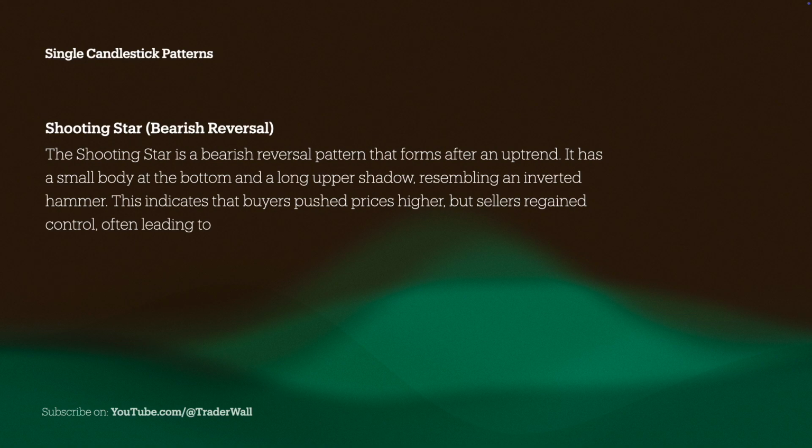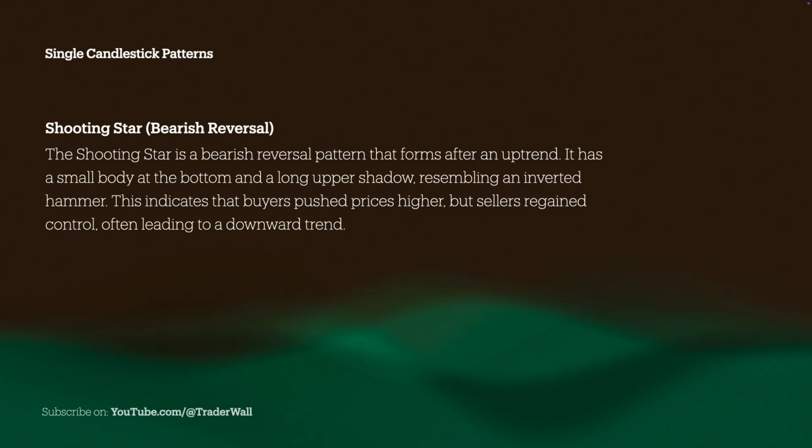Shooting star, bearish reversal. The shooting star is a bearish reversal pattern that forms after an uptrend. It has a small body at the bottom and a long upper shadow, resembling an inverted hammer. This indicates that buyers pushed prices higher, but sellers regained control, often leading to a downward trend.